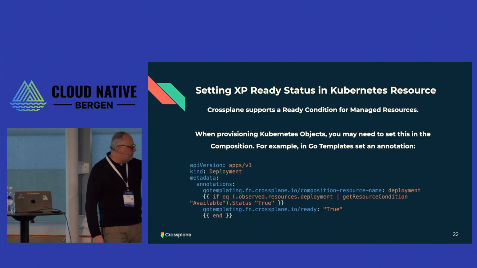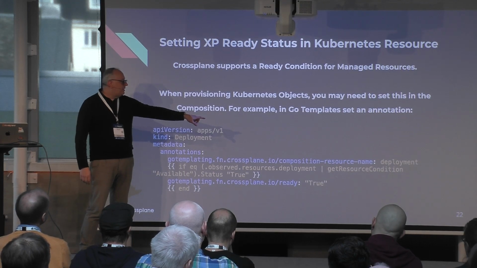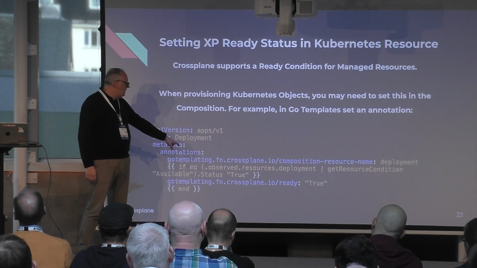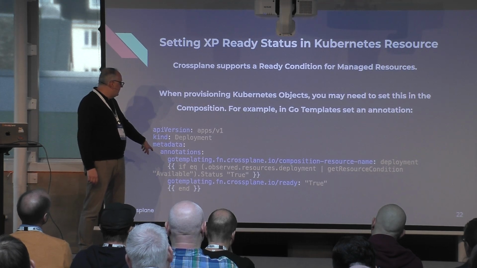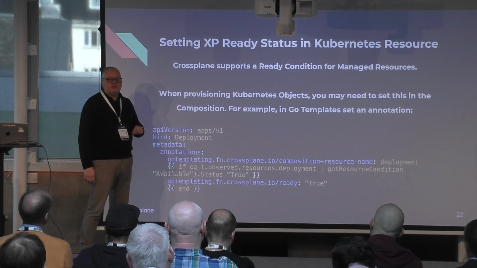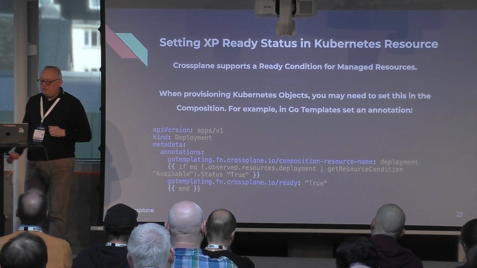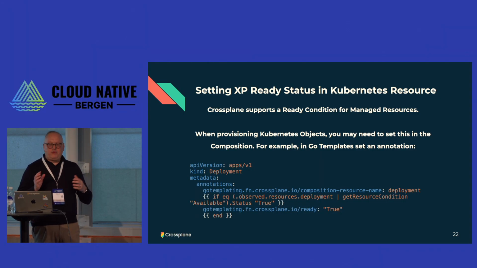What we're doing is using a shortcut function in Go templating, get the resource condition. In this case, if the status is available on this, then just set the ready state to true for the resource. And obviously, different Kubernetes resources have different availability resource types to map to ready, so I think we'll probably have a function coming very soon that automatically handles all of this.